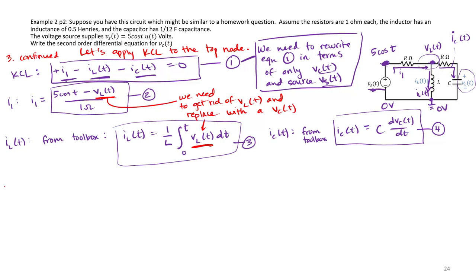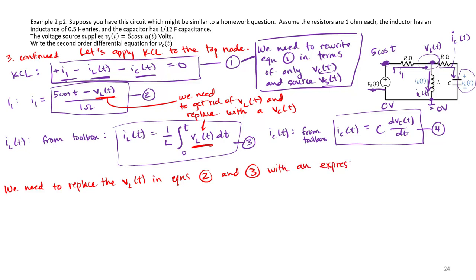But before we can substitute, we need to replace the VL of t in equations 2 and 3 with an expression for Vc of t. Remember, we have to have our equation in terms of only Vc of t and Vs of t in order to get the second order differential equation that we want. So we need another equation relating VL of t, or our inductor voltage, to Vc of t.